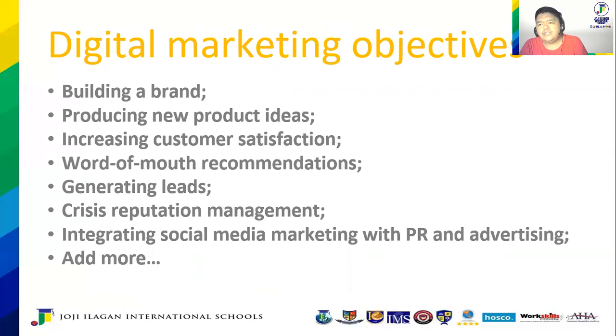So what do you need to achieve? What do you want to achieve when you're doing digital marketing? I actually mentioned this in the previous videos, but I just want you to enumerate those objectives. First is to build a brand. You want to build a reputation for your business, a brand that people can remember. Second is to produce new product ideas. You want to satisfy the needs of your customers. It's always important that you can produce new ideas for your customers.